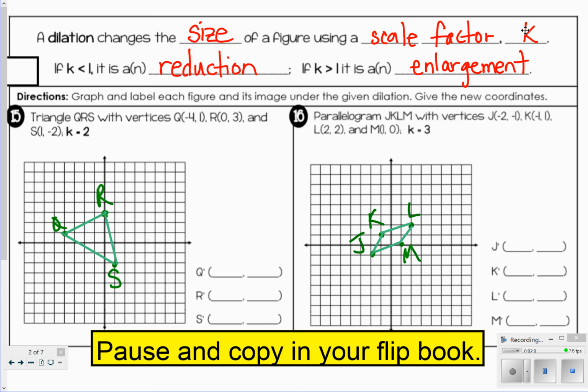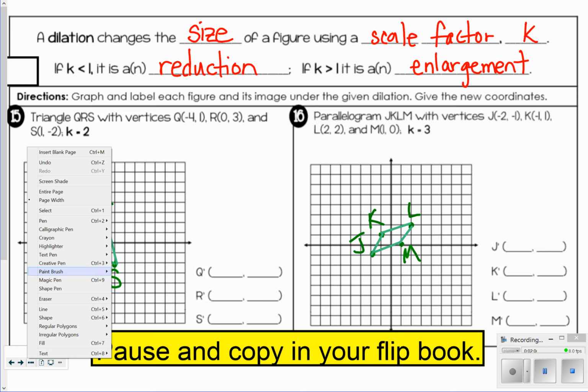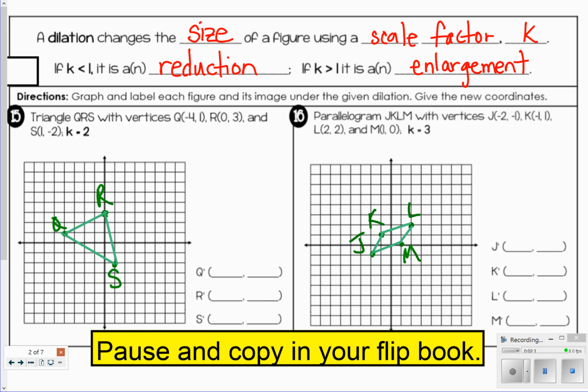Okay, so let's do some practicing right now. Here we have, in our first example, a triangle QRS with the vertices Q at -4, 1, R at 0, 3, and S at 1, -2. And our scale factor is 2. So in this case, we're going to multiply our vertices by the scale factor of 2 to figure out what the new location is going to be.